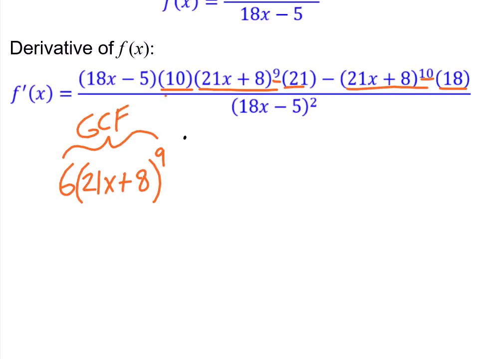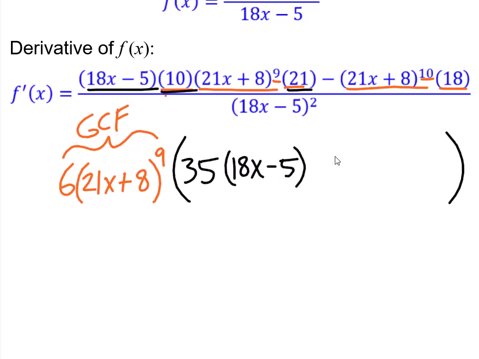And now, what remains on the inside of these big parentheses here? Well, 6 times 35 is what gives us 210. Remember, 210 is the product of these two constants. And we also have this binomial over here, 18x minus 5. Subtract. We've taken 9 out of the 10, 21x plus 8 out of this term, so that leaves 1 left over, 21x plus 8. And let's not forget the constant in front. We took 6 out from this 18, so that leaves us with 3 remaining.